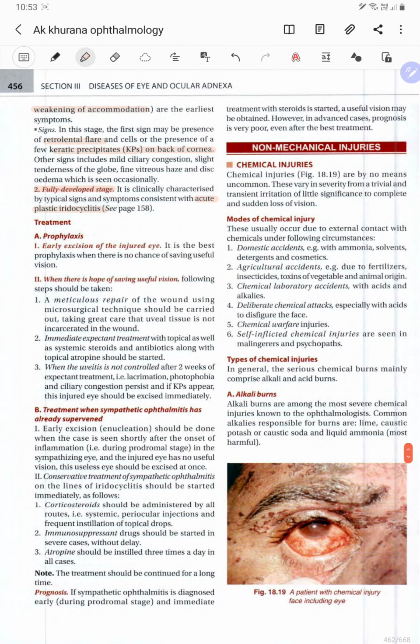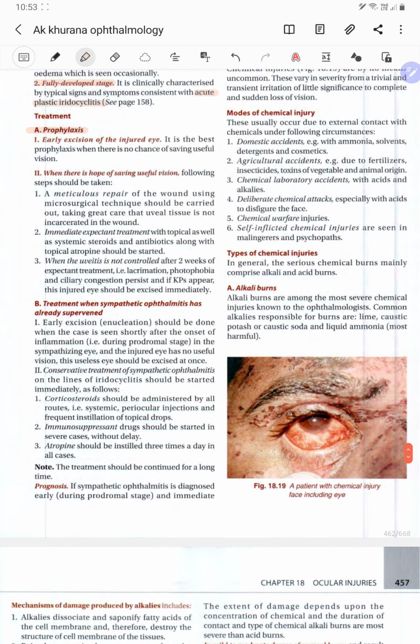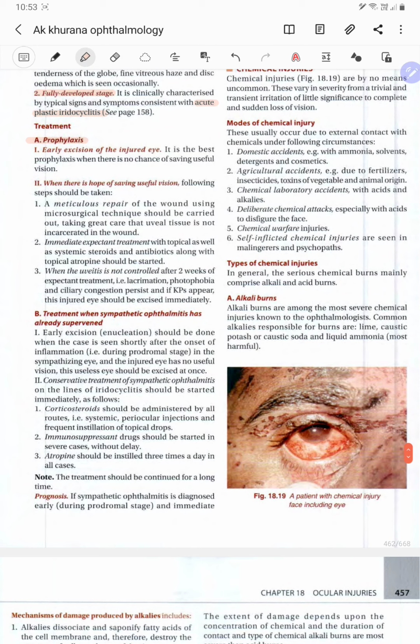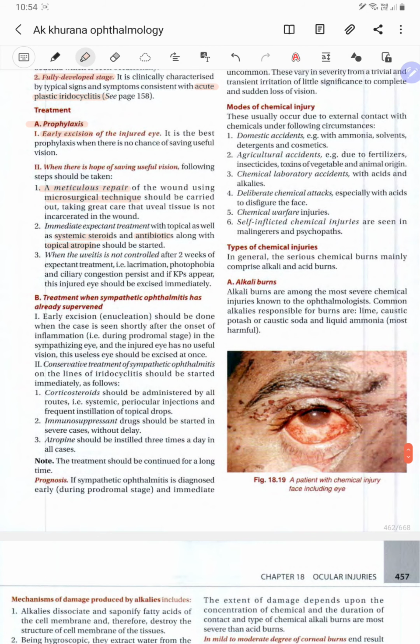Now studying about the treatment. For prophylaxis to prevent sympathetic ophthalmia, we have to take care that if the injured eye is not useful, we should excise it early, because prevention is better than cure. And if there is some hope that vision is present in the injured eye, meticulous repair should be done with microsurgical techniques, and topical steroid, systemic steroid and antibiotics should be administered, along with topical atropine.